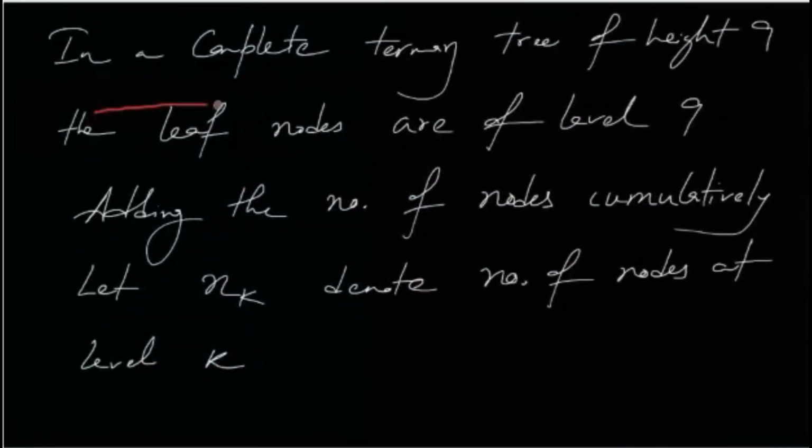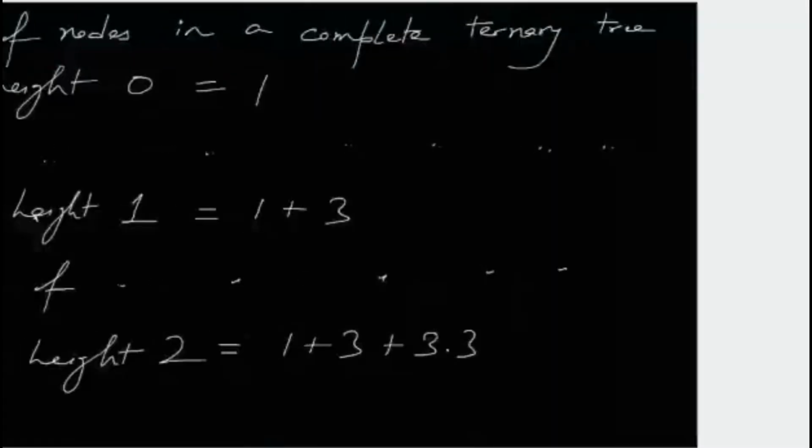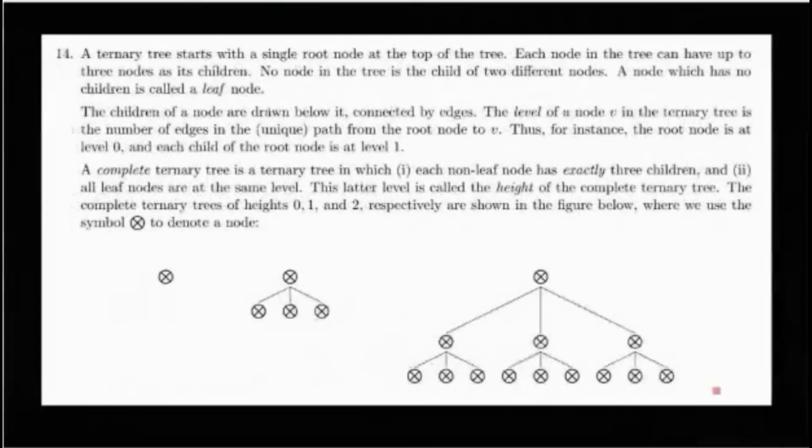See, in a complete ternary tree of height 9, the leaf nodes are of level 9. See why? Because in a tree of height 2, the leaf nodes are of level 2, because we are using two edges to get to them. This is the first edge and this is the second edge. Again, this is the first edge and this is the second edge, and so on. So in a tree of height 9, the leaf nodes are of level 9.